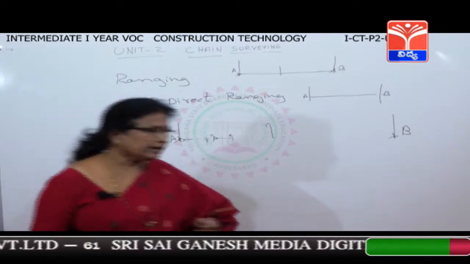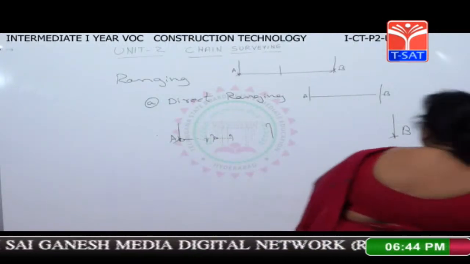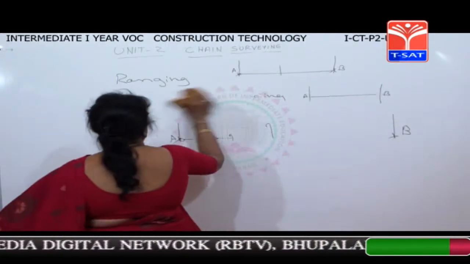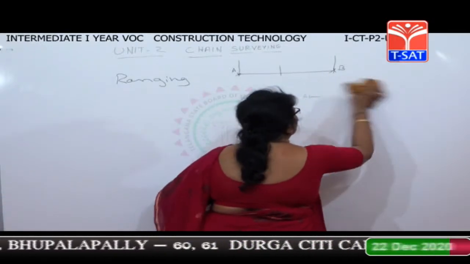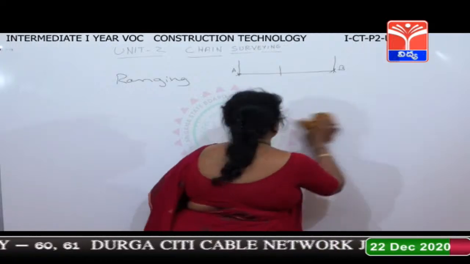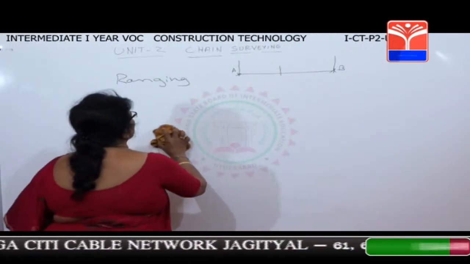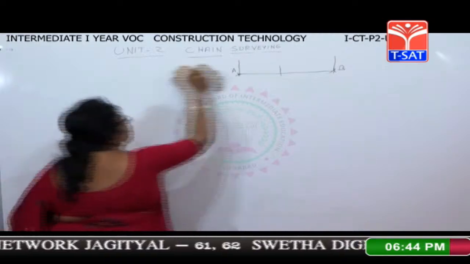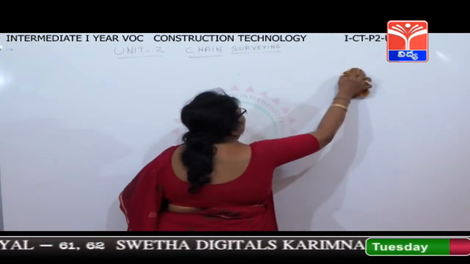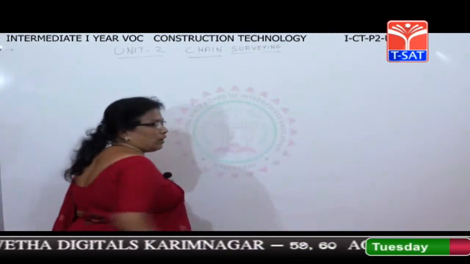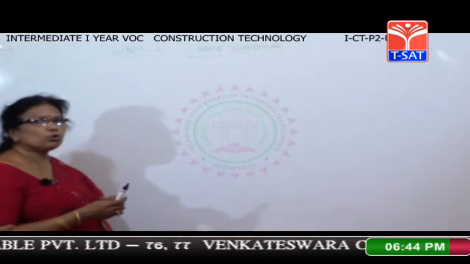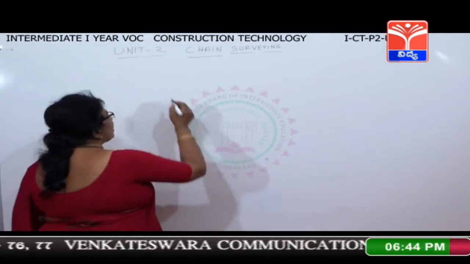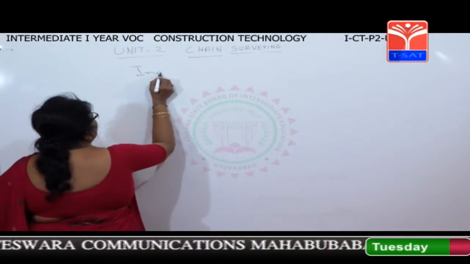Next is indirect ranging. In which situation are we going to do indirect ranging? We are going to do indirect ranging when both points are not visible. When some high ground or any mountain or building intervenes between the 2 end points, that time we are going to do indirect ranging.